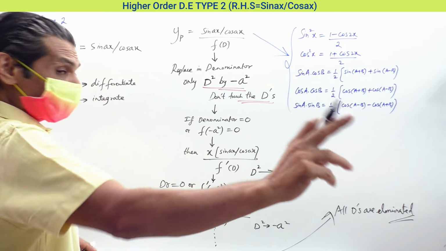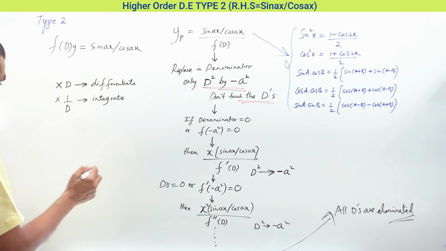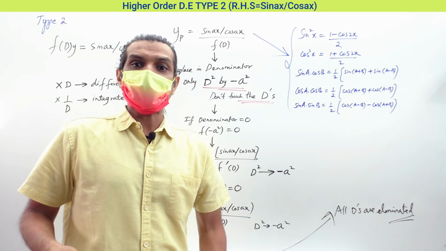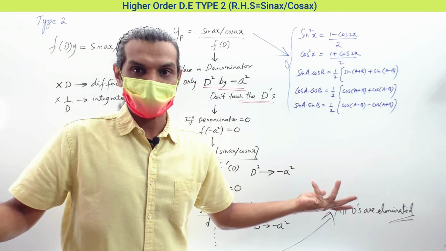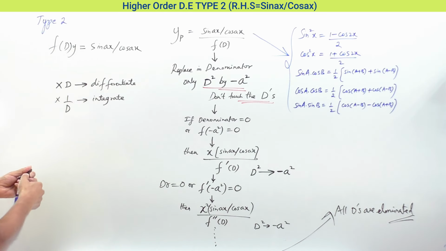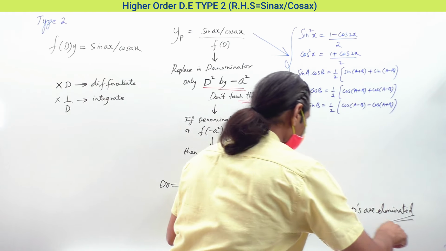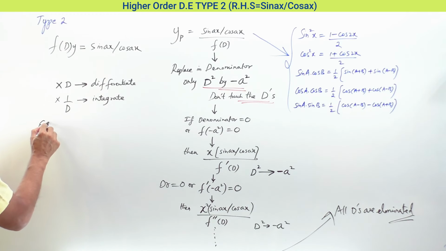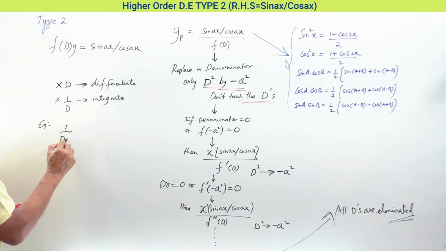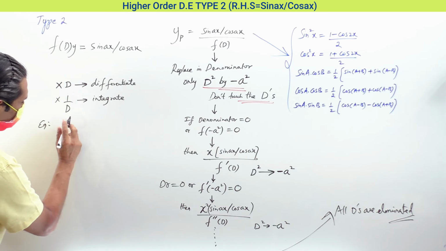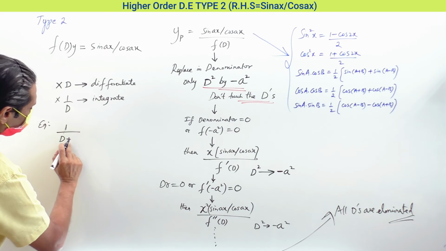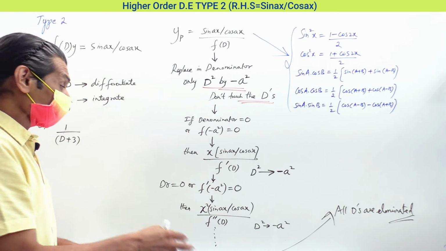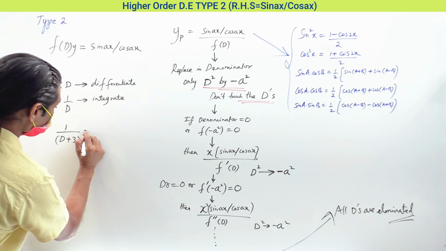That's it. And one more thing to remember here, very important. Suppose I am not getting D upon D, I am getting D plus something. For example, say I get 1 upon D plus 3, so I get something upon D plus 3. Then what will we do? I am not getting D, I am getting D plus something. In that case, what to do?